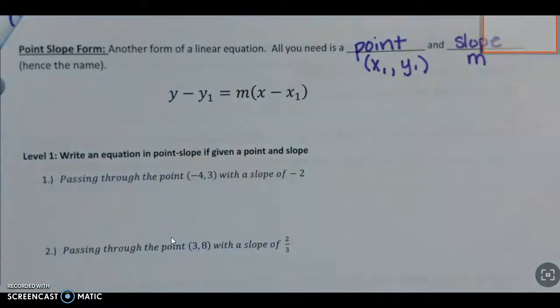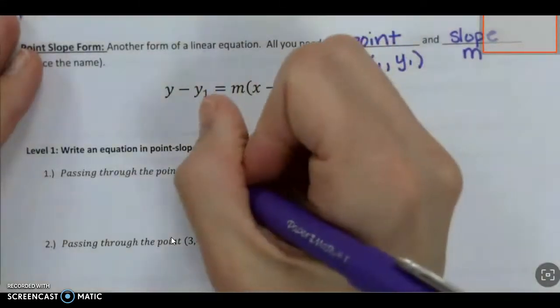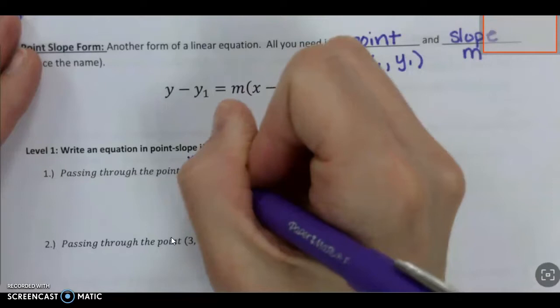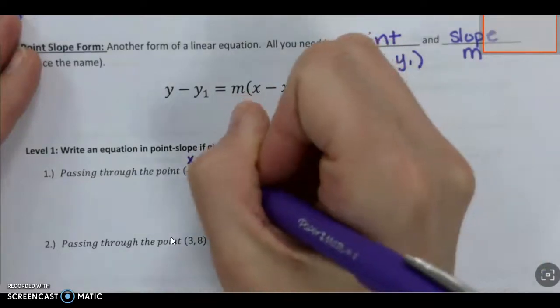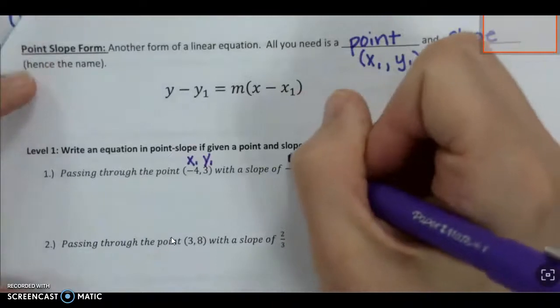So this is actually a little bit easier than slope-intercept form because we don't have to go and find the y-intercept like we did before. We just have to take what's given and replace those parts into the formula. This is going to be our x sub 1 in the first problem. This is going to be the y sub 1. And slope, of course, is our m.